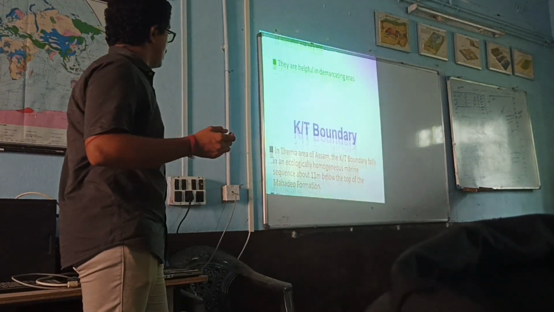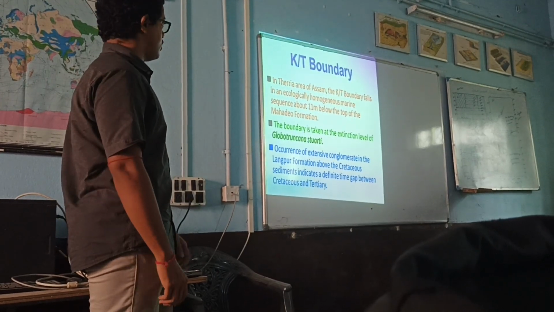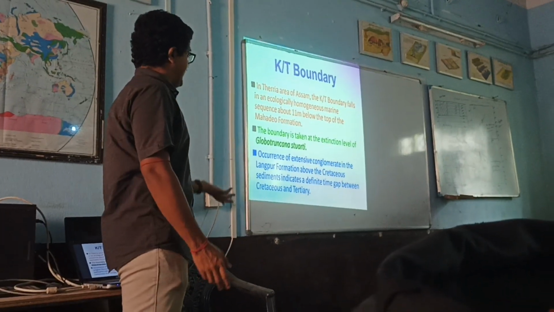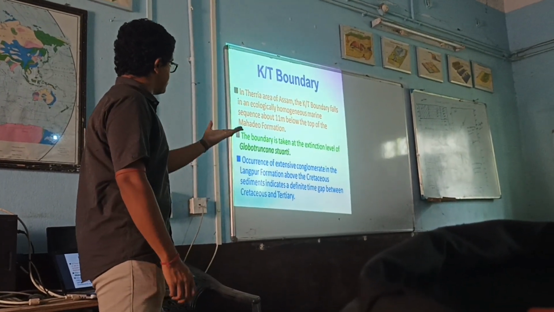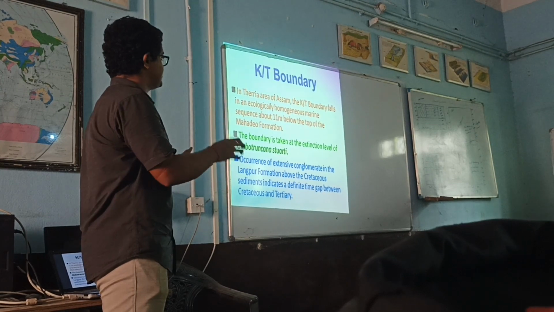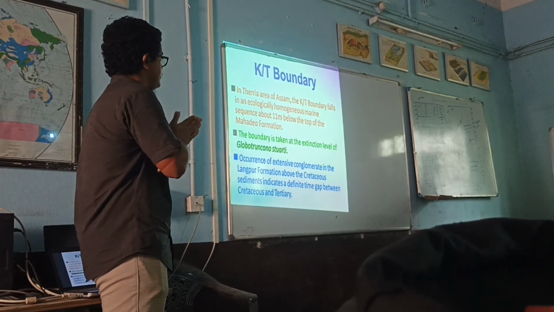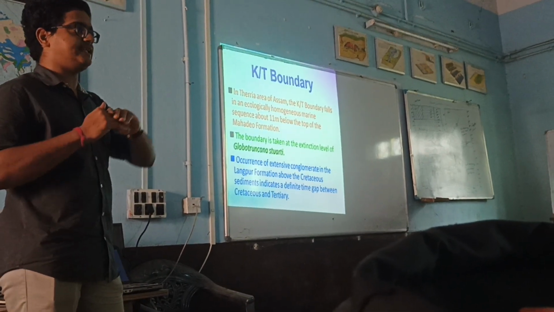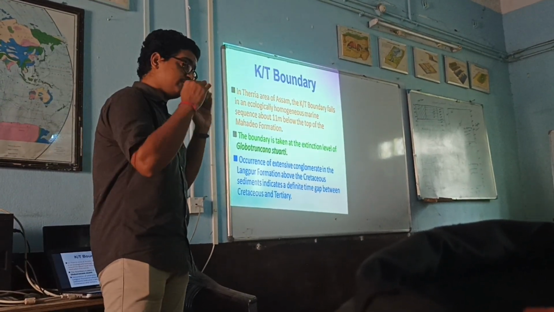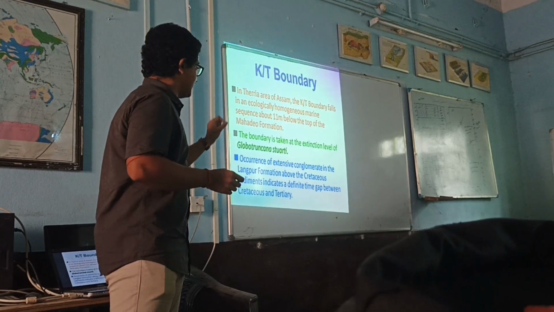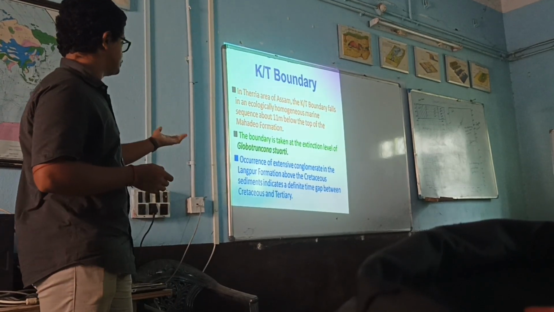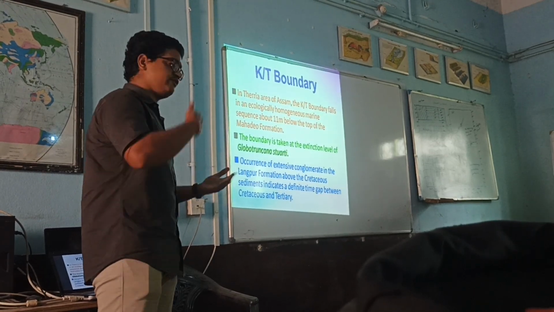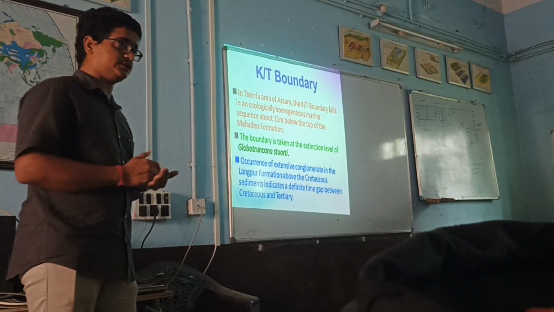So at first we look at the KT boundary, or the Cretaceous-Tertiary boundary. In the Therria area of Assam, you can see that the KT boundary falls in an ecologically homogeneous marine sequence about 11 meters below the top of the Mahadev formation, and this boundary is taken at the extinction level of a fossil, Globotruncana stuarti. Also, the occurrence of extensive conglomerate in the Langpar formation above the Cretaceous sediments defines a definite time gap between the Cretaceous and the Tertiary.